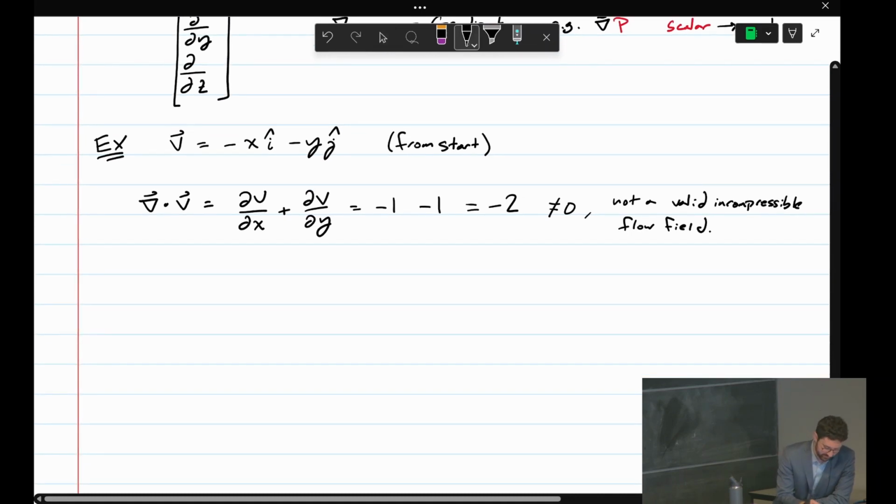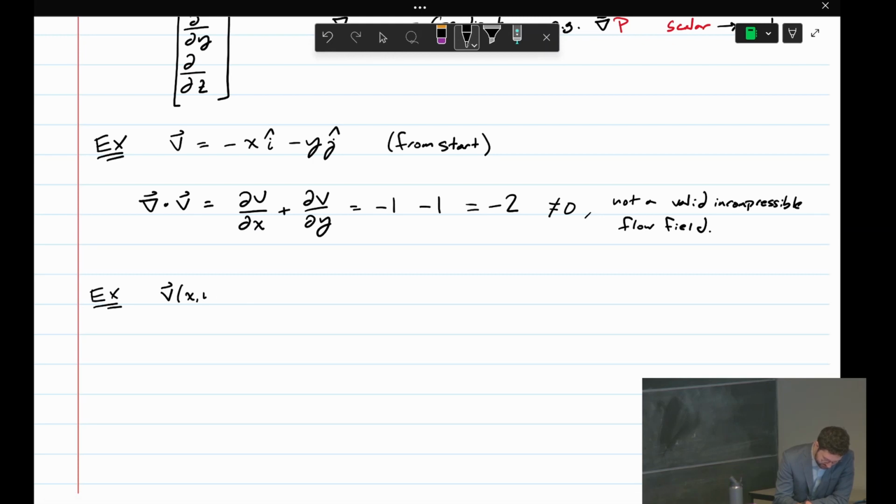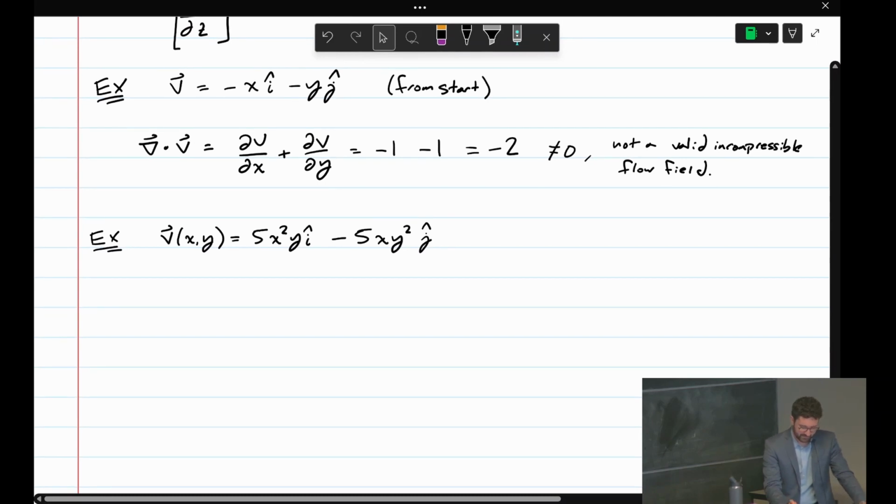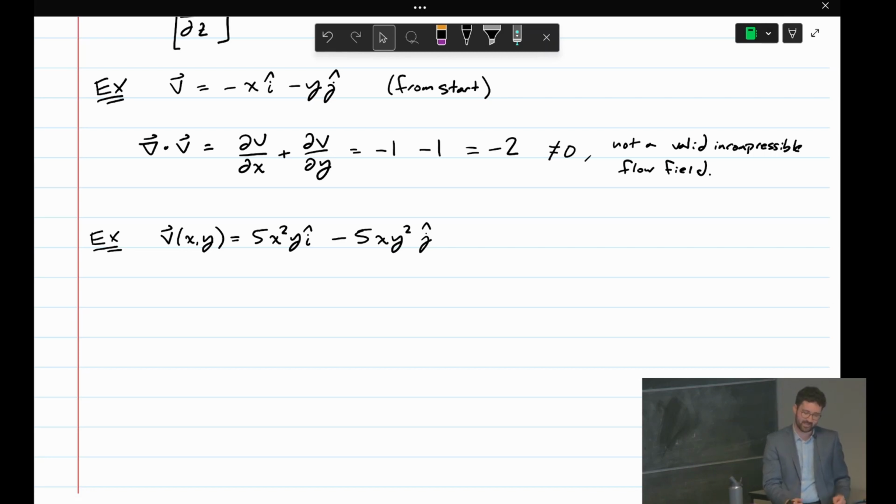No? Okay. I'm going to do another example here. Okay, so let's take V of x, y is 5x squared y i hat minus 5xy squared j hat. So before I start, let's have a pop quiz. So maybe let's do a raise of hands. So who thinks this is an unsteady flow field? No hands? Good. Okay, yeah, it's a steady flow field because there's no dependence on time.